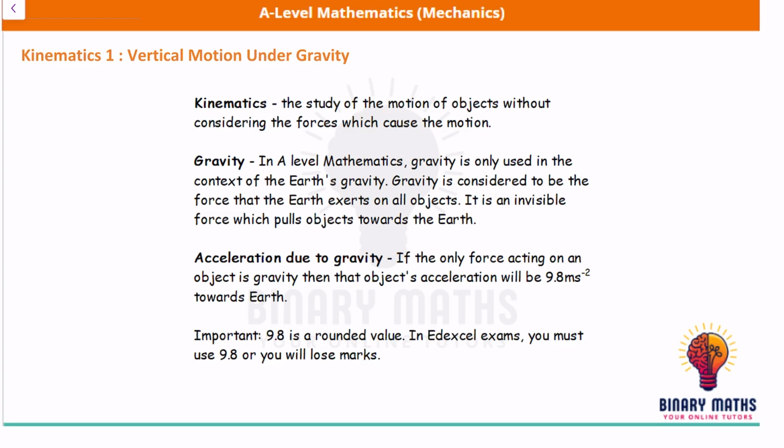If the only force acting on an object is gravity, then that object's acceleration will be 9.8 meters per second squared towards Earth. Important, 9.8 is a rounded value. In Excel exams, you must use 9.8 or you will lose marks. So please use 9.8. Do not use 9.81. 9.8 always.